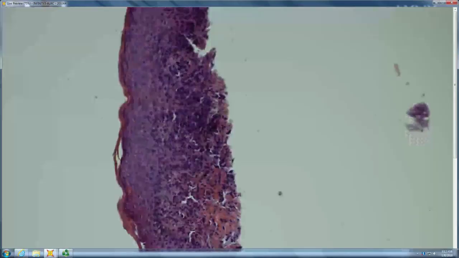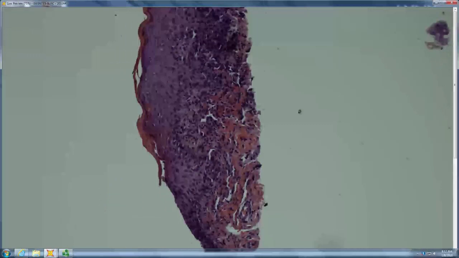The shave biopsy, it's got that busy dermis kind of look. So busy dermis plus interface. Looks like could be syphilis. Could be syphilis, which is what it was.